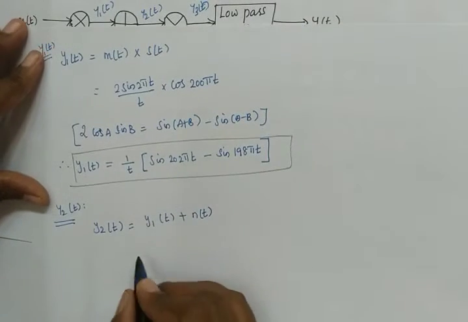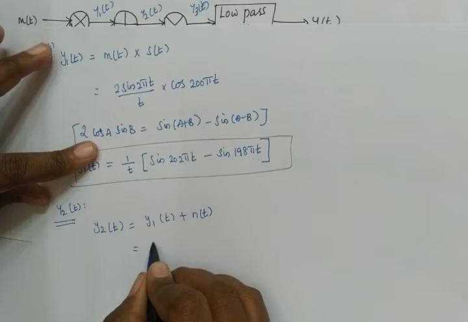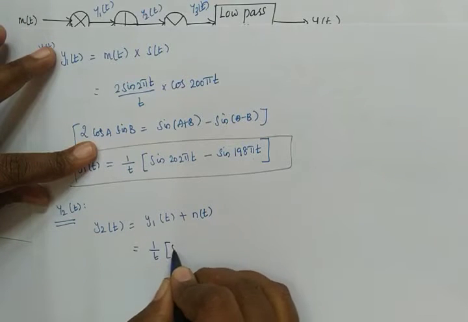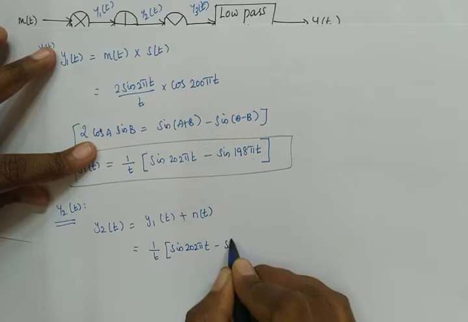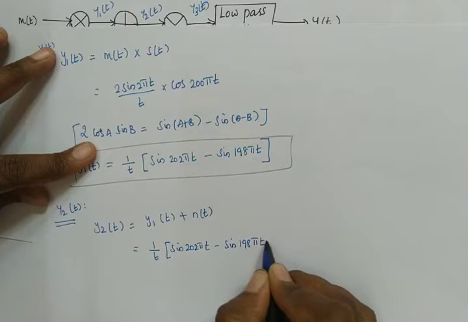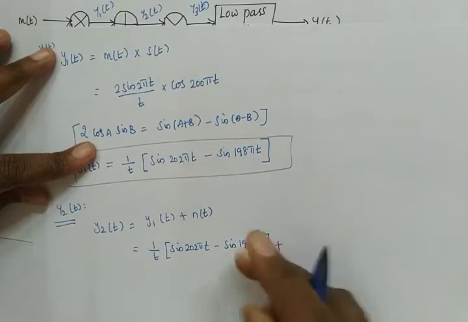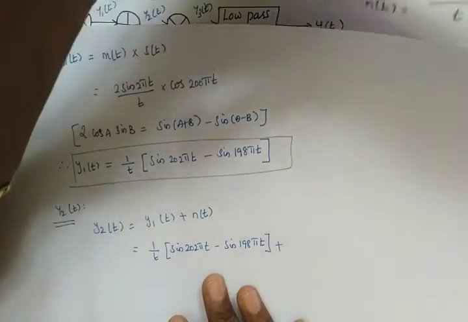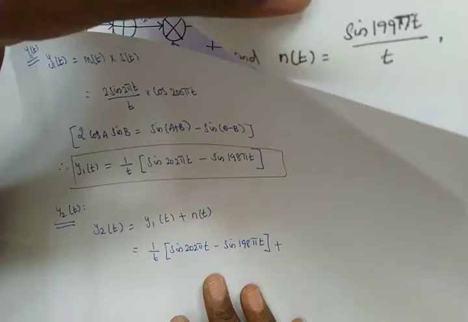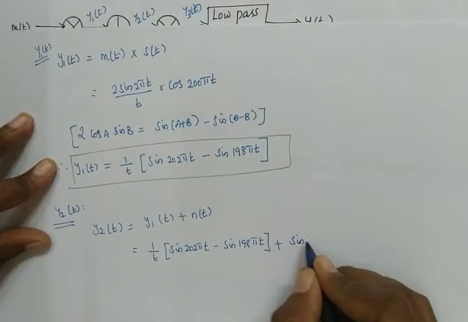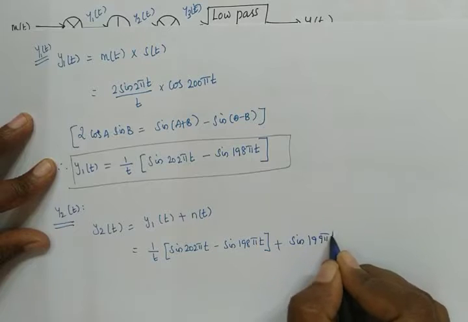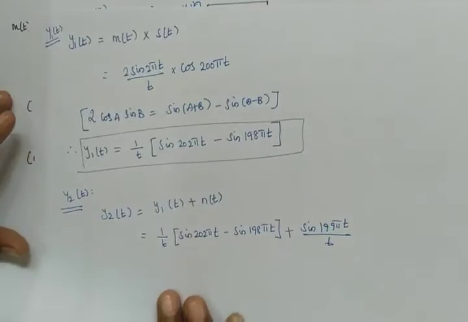Now what is y1 of t? That is 1 by t into sine 202 pi t minus sine 198 pi t, plus n of t. In the question they have mentioned n of t is equal to sine 199 pi t by t. Now what we have to do?